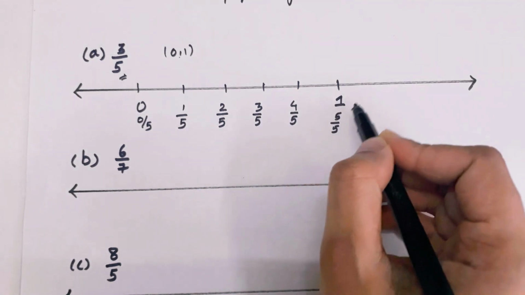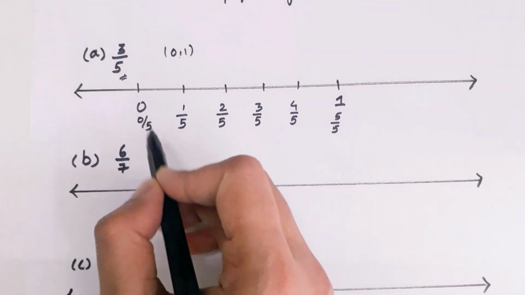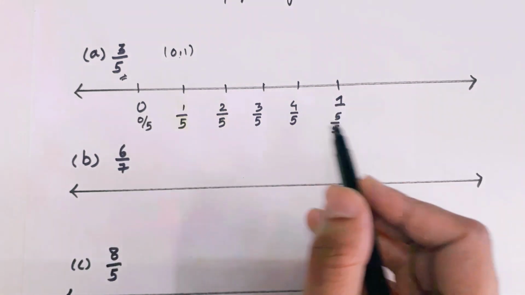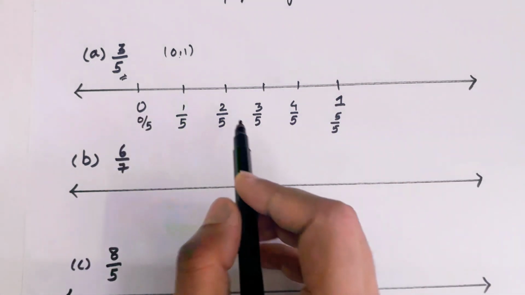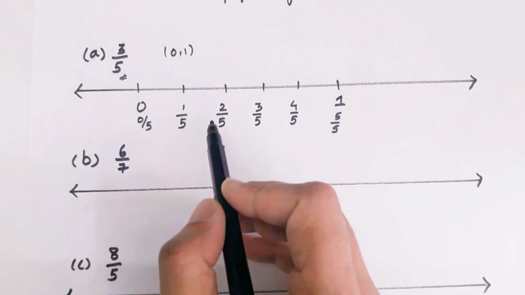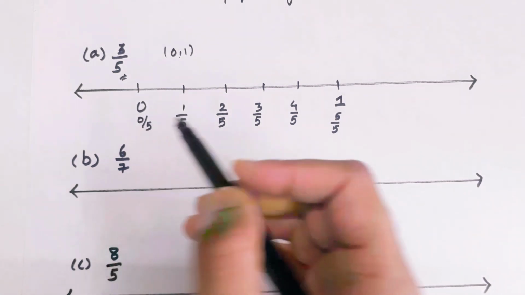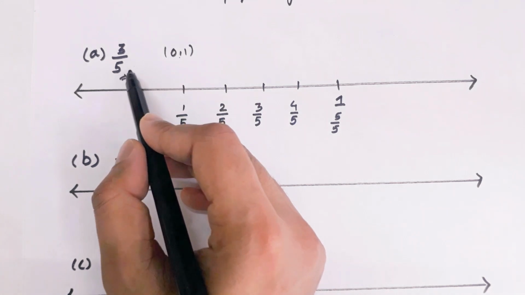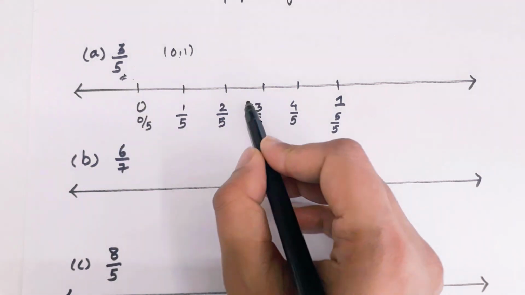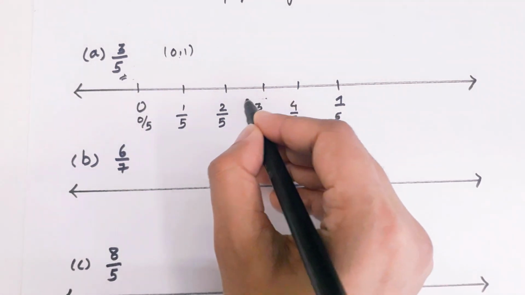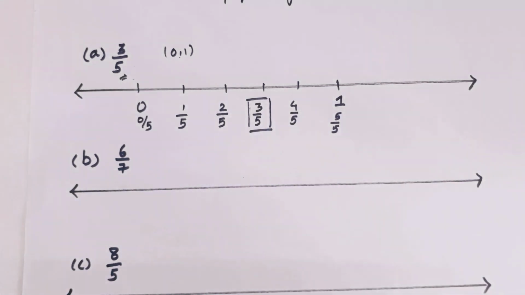We know that 5 upon 5 is 1 and 0 upon 5 is 0, so we don't need to plot 0 and 1. We can leave it like that. We just start from 1 upon 5. So I want to plot 3 upon 5, which is here. This is how we can plot a rational number on a number line.